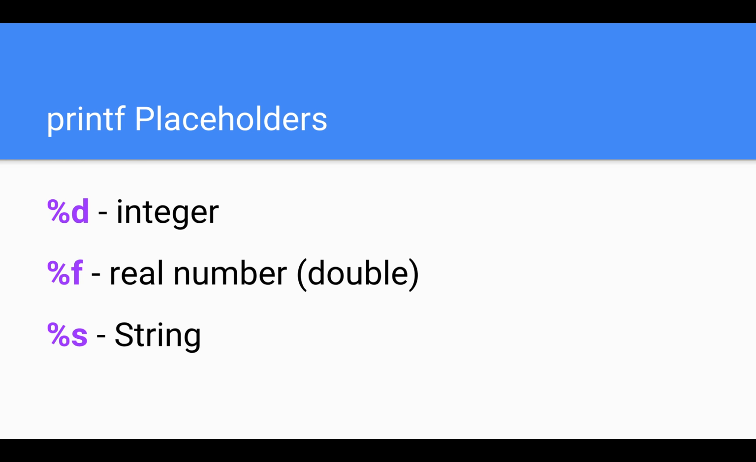So the printf placeholders are %d for an integer, %f for a real number, which is a double, and %s for a string.